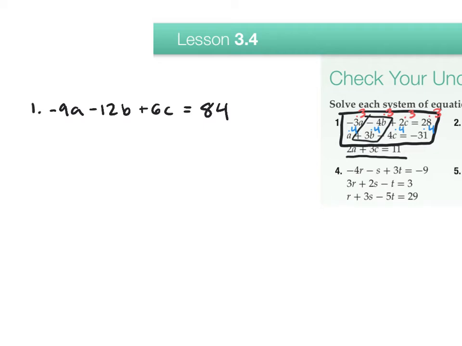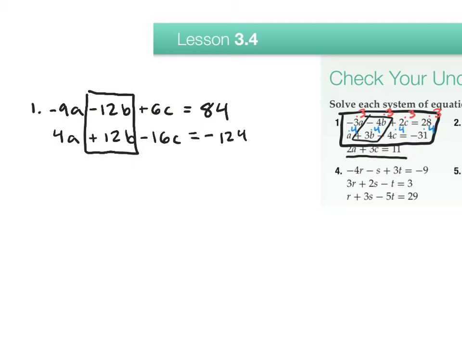All right, now the second one. We're multiplying everything times 4. So what's a times 4? 4a. What is 3b times 4? 12b. And what's negative 4c times 4? Negative 16c. And negative 31 times 4? Negative 124. Yes.